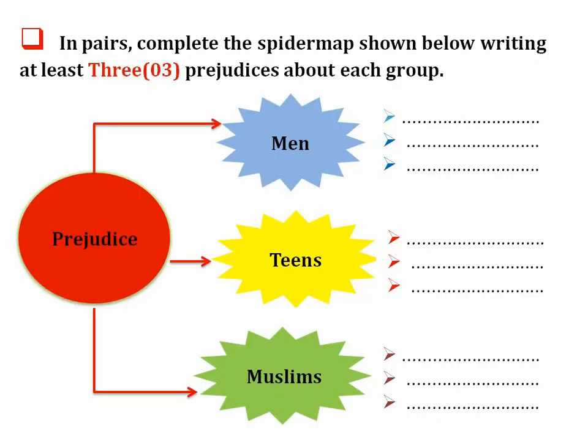The next step aims at brainstorming more and more the topic. The teacher asks learners to work in pairs for a few minutes to complete the spider map given, writing at least 3 prejudices associated with the groups given: men, teens, and Muslims. Later on, learners share their answers with their teacher and their classmates, making a list of the most relevant ideas on the board.